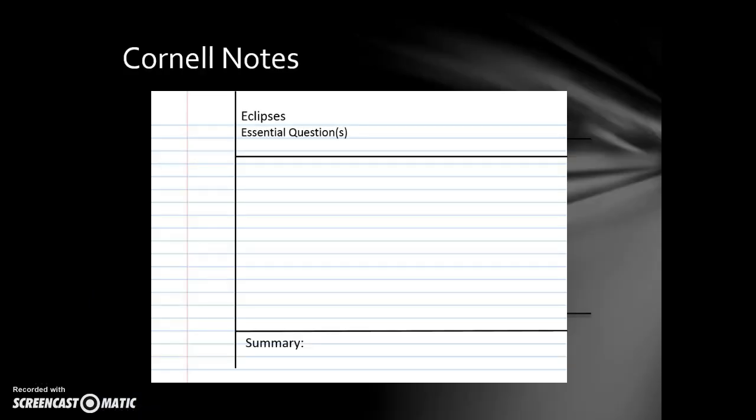So today's notes are about eclipses. First thing I'm going to do is set up our notes. Your title is Eclipses. Make sure you write your essential questions underneath the title. Your main notes go in the big section you made right here. Your questions that help you review the notes or study the notes go over in this left column. And your summary goes down at the bottom, and make sure you skip about 5 or 6 lines.